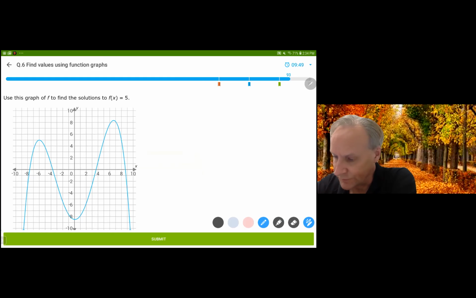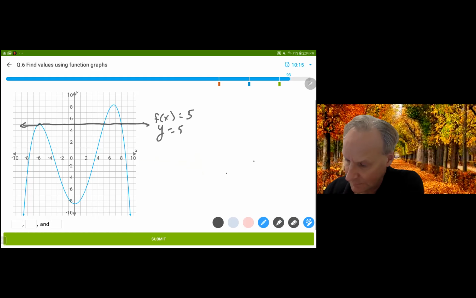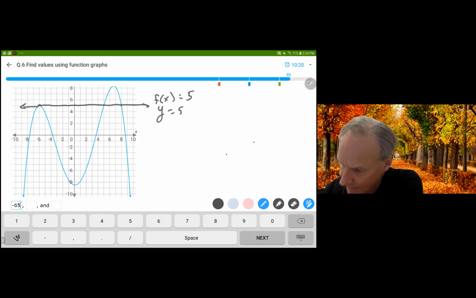F of x equals 5. So the y value is 5, which happens on this line, y equals 5. This is the line, by the way, y equals 5. Or f of x equals 5. Remember, y and f of x are interchangeable. And we want the x values that give us that. So we have 8, 5, and -6.